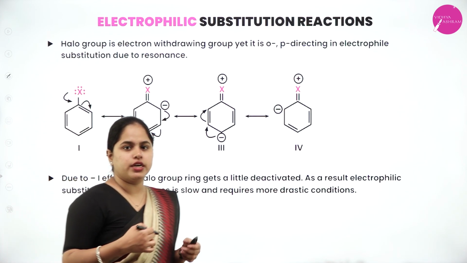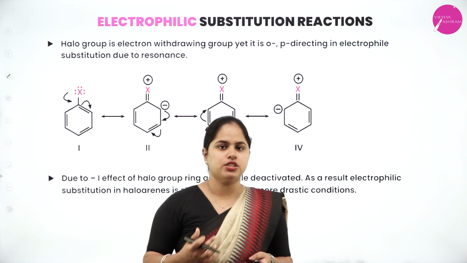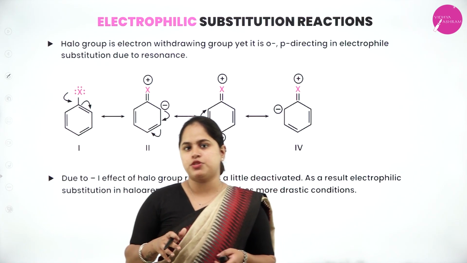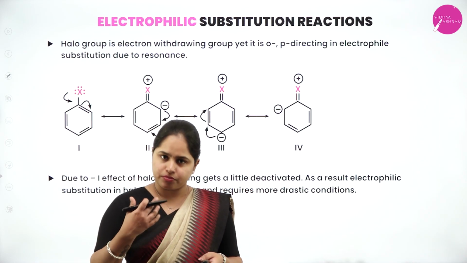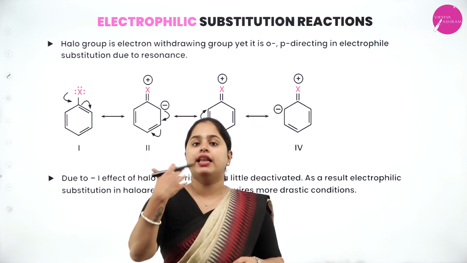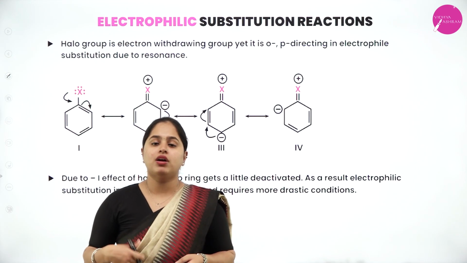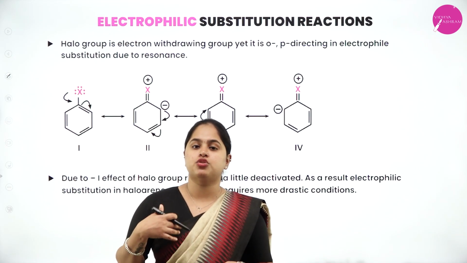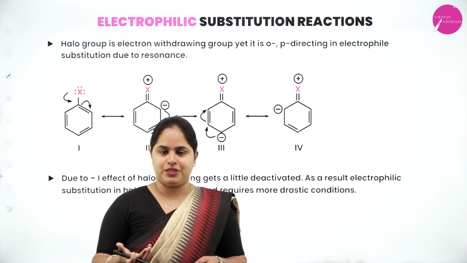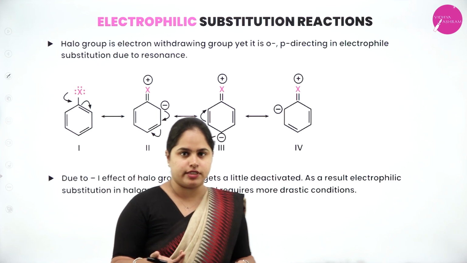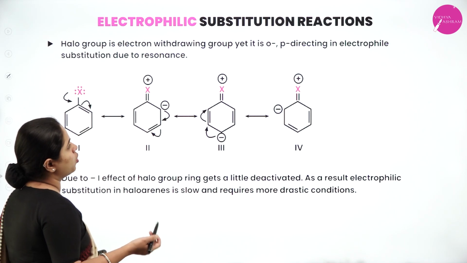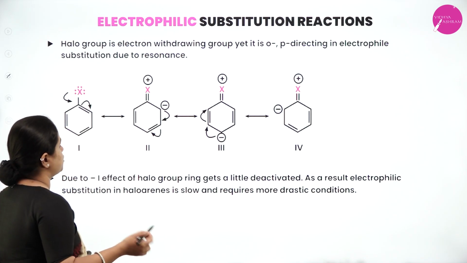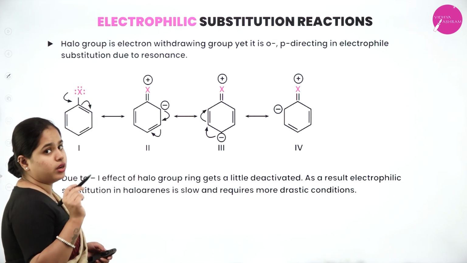So we have already studied nucleophilic substitution reaction, that means nucleophile will be substituted in place of halogen. So what will be electrophilic substitution? In place of halogen, an electrophile will be substituted. Now what is electrophile, which is having attraction towards a negatively charged species? So it itself will be positively charged, right? Okay, so halo group is electron withdrawing group, yet it is ortho-para directing in electrophilic substitution reaction due to resonance.